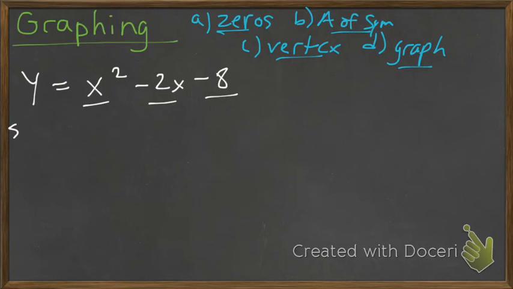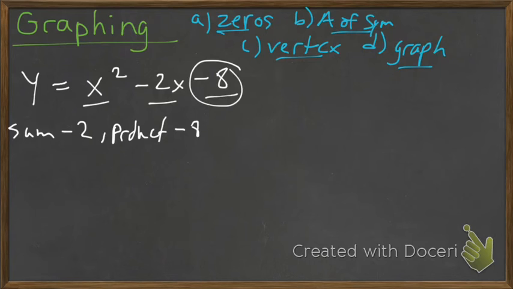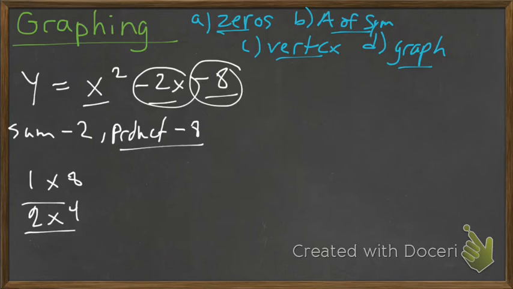So, sum, negative 2, product, negative 8. What two values give us negative 8 as a product and negative 2 as a sum? Okay, well, how can we make 8? We got 1 multiplied by 8. We got 2 multiplied by 4. I think that's it. I really don't think it's going to be this one.